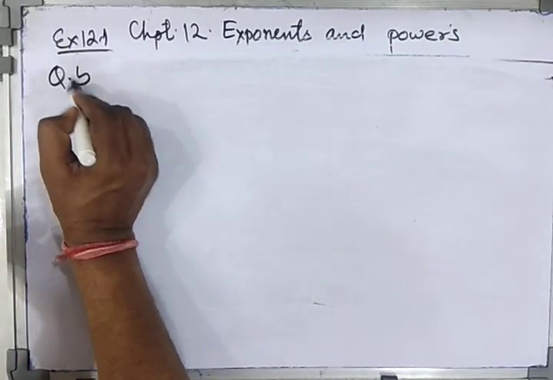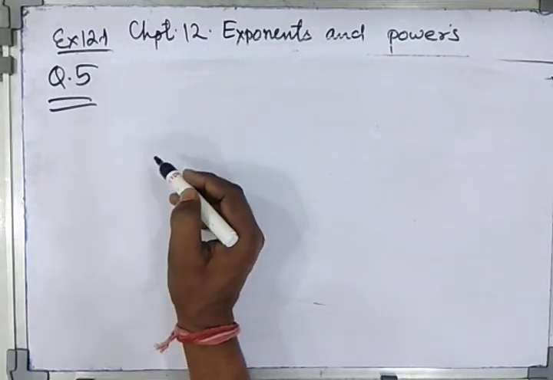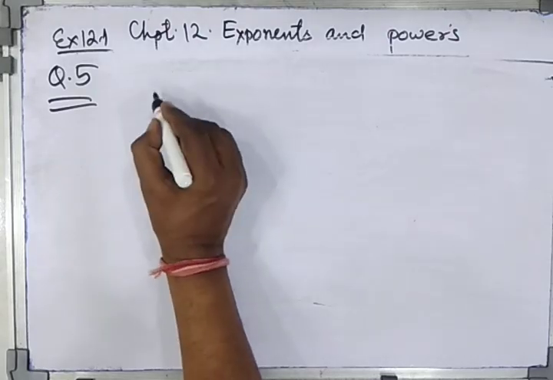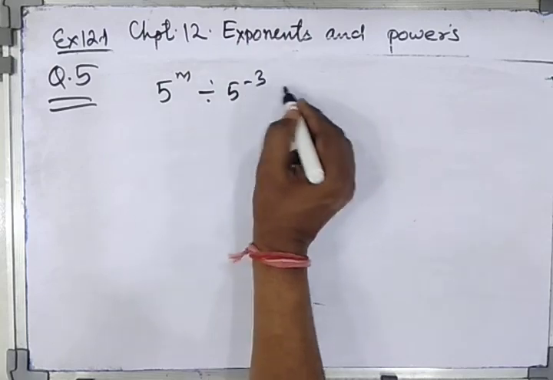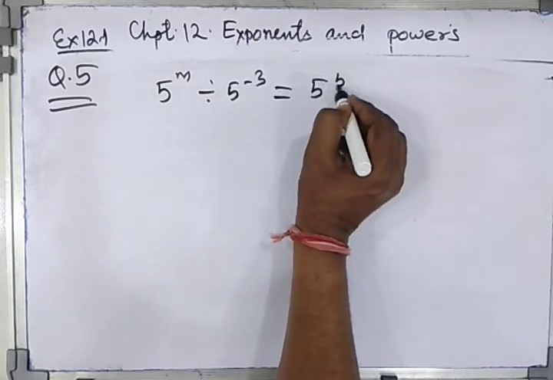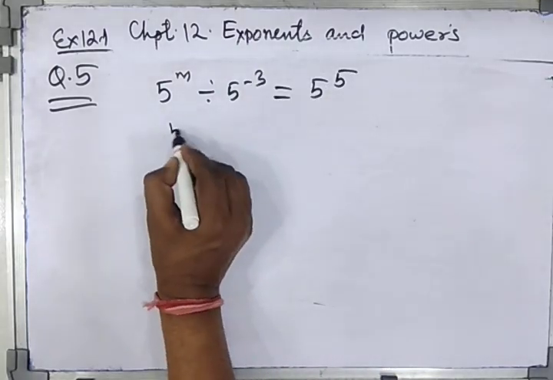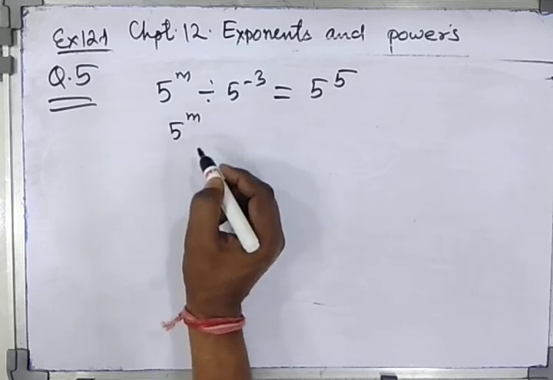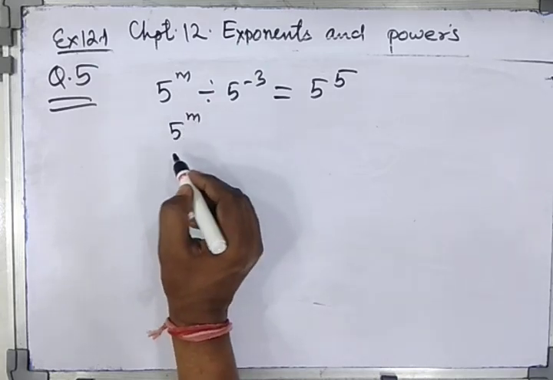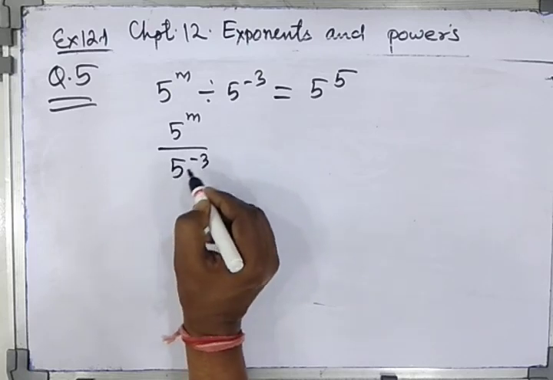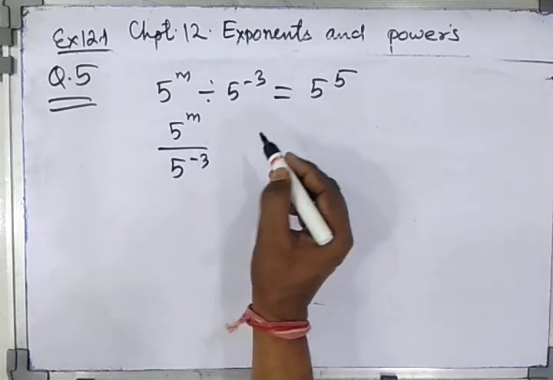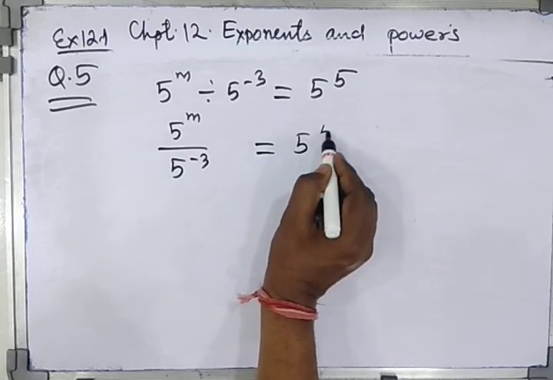Question number 5, students. Find the value of m. 5 raised to m divided by 5 raised to minus 3 is equal to 5 raised to 5.